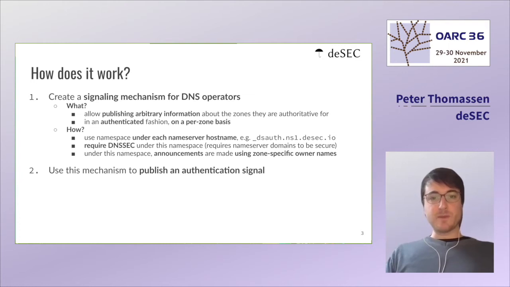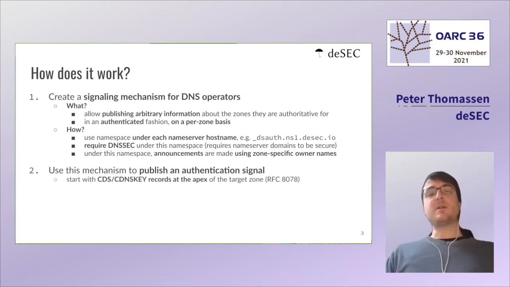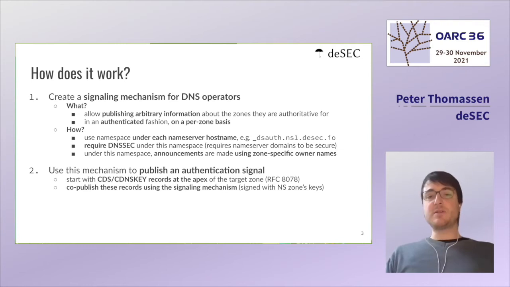So here's how to do it specifically for DNSSEC bootstrapping. We start with the CDS and CDNSKEY records at the apex of the target zone that is in the process of being secured. And then we just co-publish these records identically using the signaling mechanism under the namespace that I explained above.